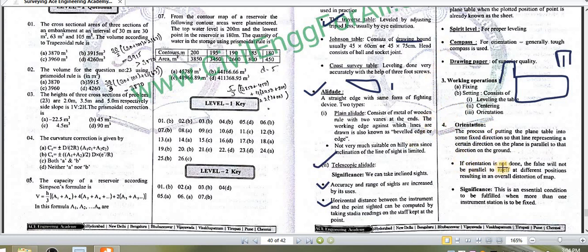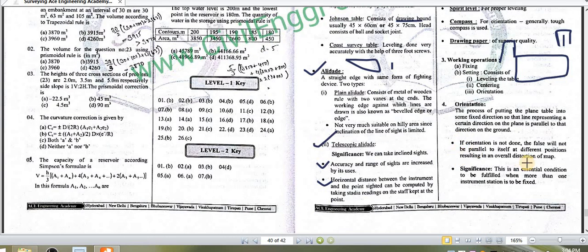Okay, if the orientation is not done, the lines will not be parallel to themselves in different positions, resulting in overlap or distortion of the map. As I have told you, if you are not maintaining the orientation at different points, what will happen? The map will not be proper. Okay, and your sheet will get distorted.